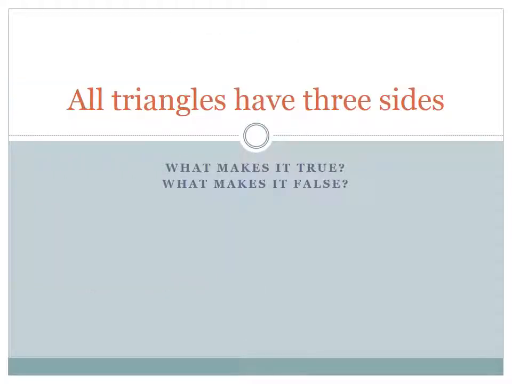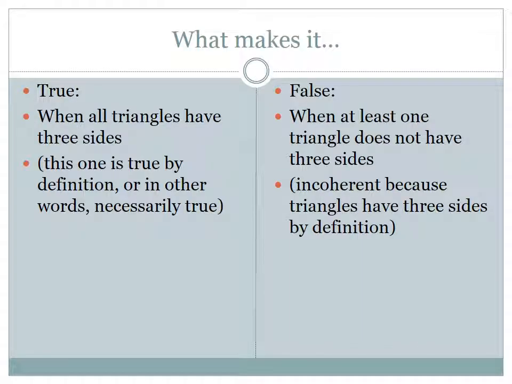Consider the sentence, all triangles have three sides. Again, what makes it true and what makes it false? And if you're following the pattern and continuing to say, the what you ought to be saying at this point, you say that it's true when all triangles have three sides, and it's false when at least one triangle does not have three sides. And you might think to yourself, what sense does that make? It can't be a triangle unless it has three sides.